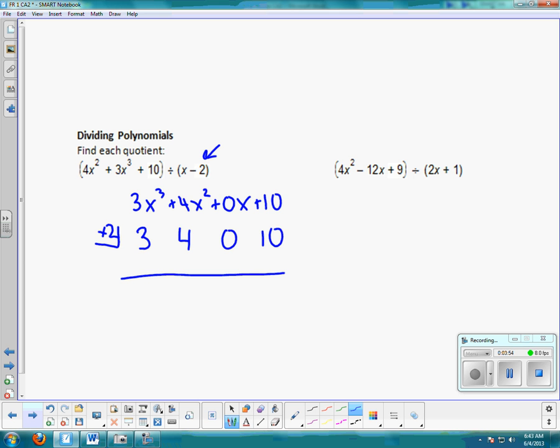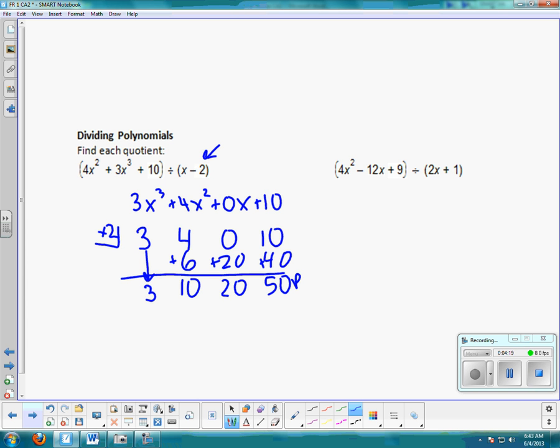And then we go ahead and we bring down the first term, always bring down the first term, which is a 3. Multiply 3 times our number in the box, which is 2. 3 times 2 is 6. I write it here, and then we add down. 4 plus 6 is 10. And we multiply it by the number in the box, which is 20. Add down 20. 20 times 2 is 40. And add down, and we get 50.